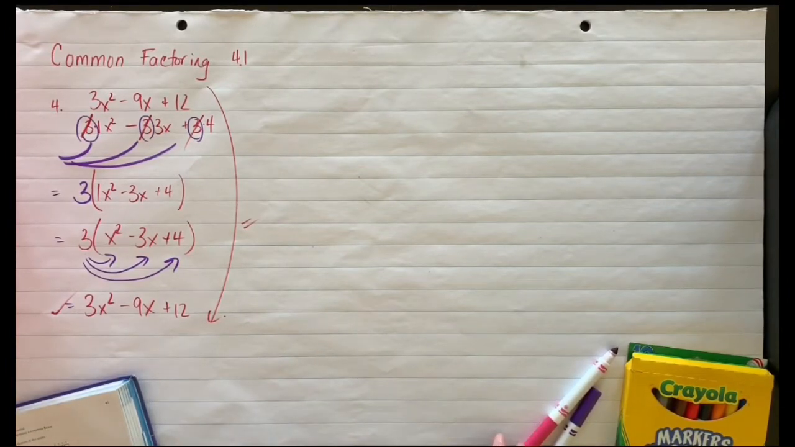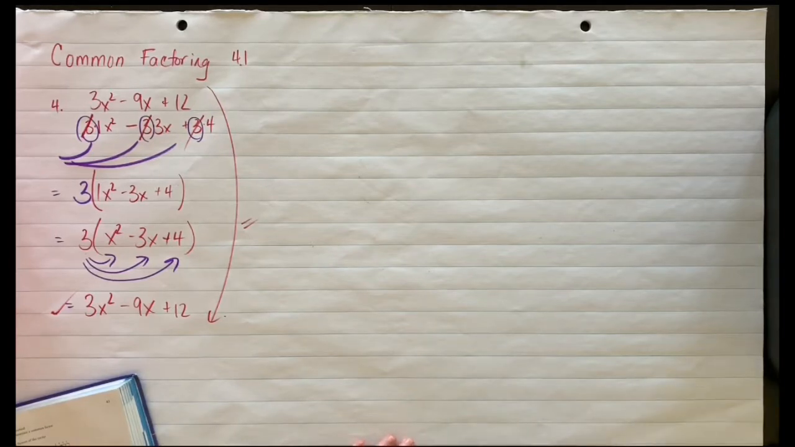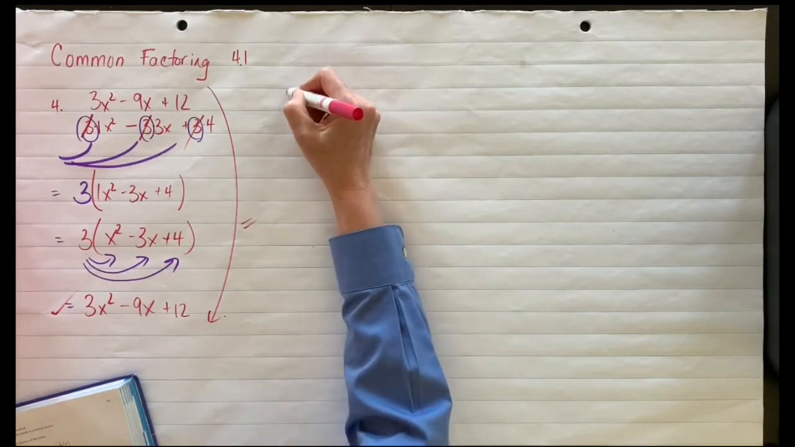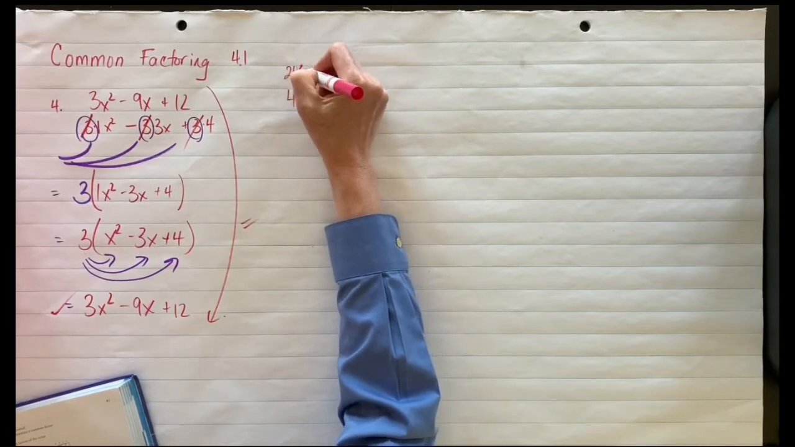Okay, so that's the basics of common factoring. I'm going to do maybe 4 or 5 examples with that, and then I'm going to move on to section 4.2 and 4.3 because they're the same thing. So let's take a look at something like this. This would be question 4b. These questions are coming from page 203.